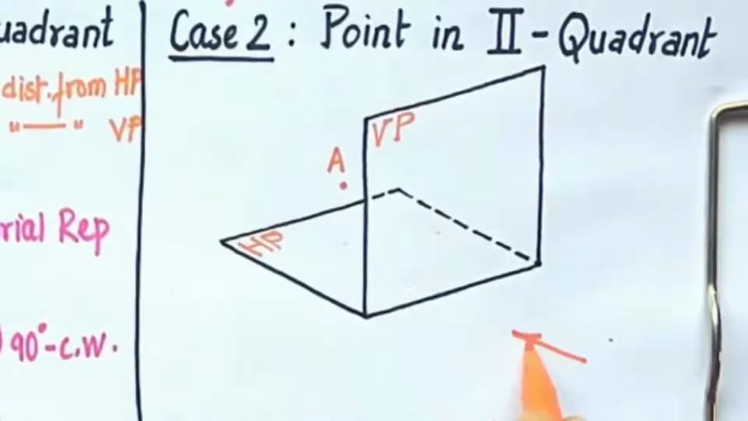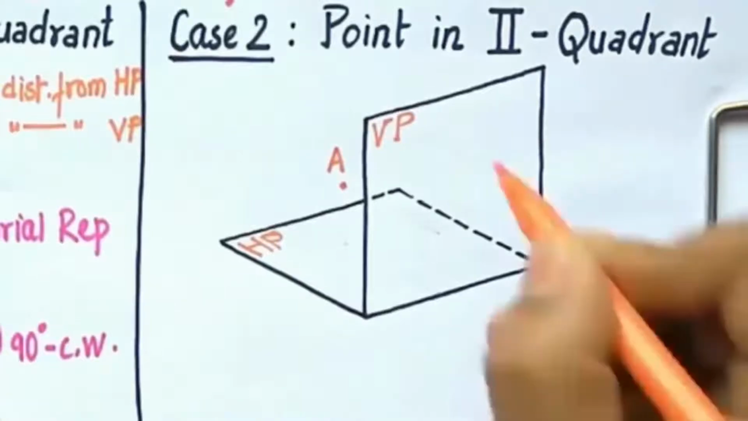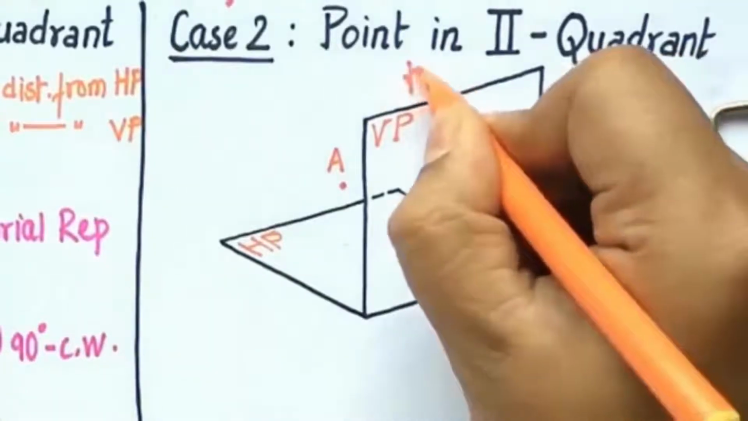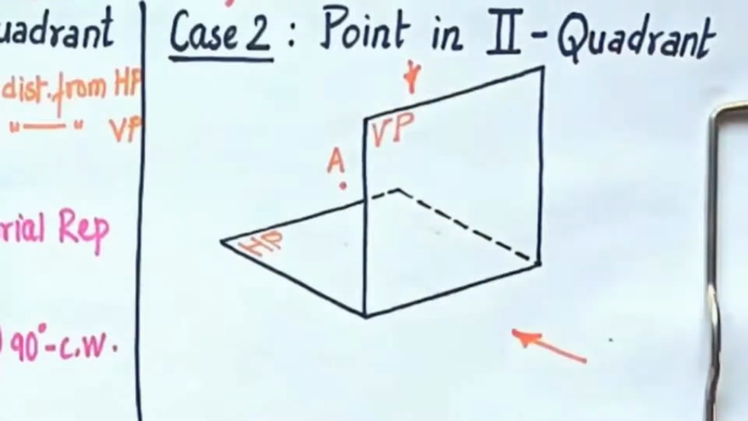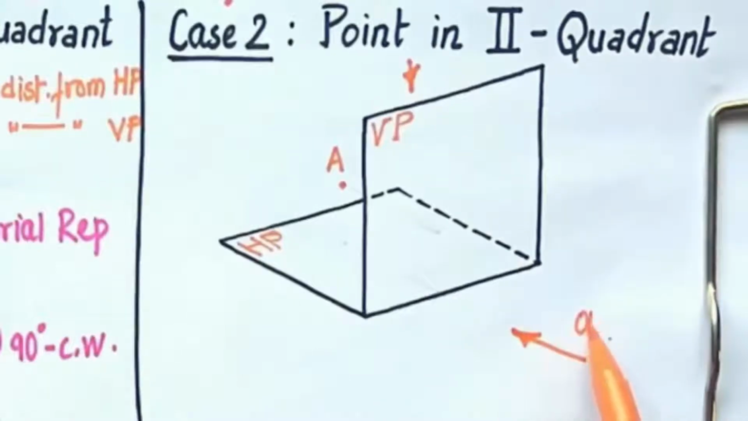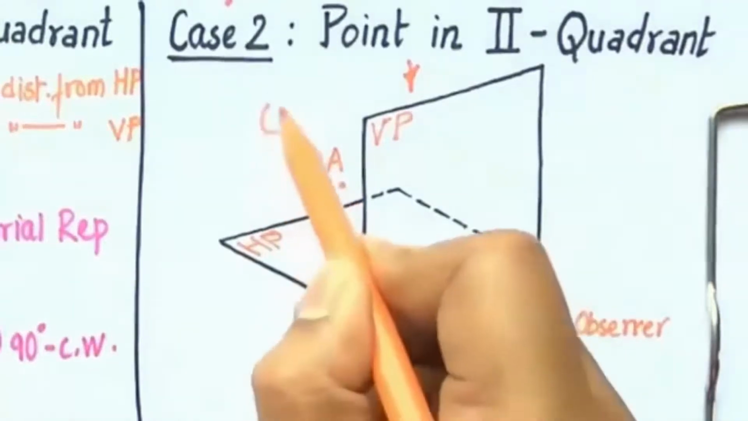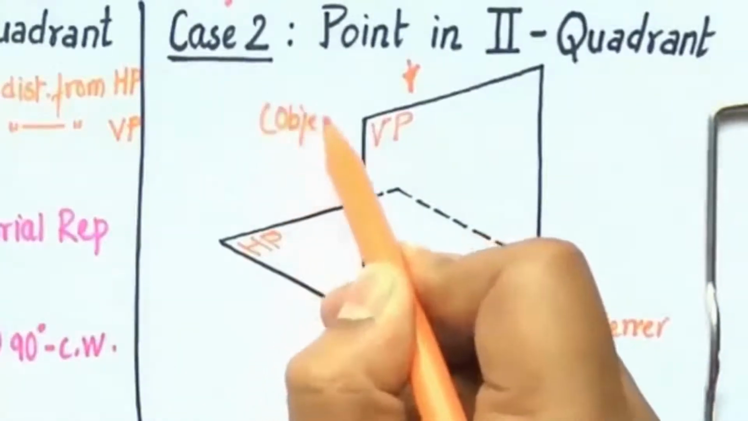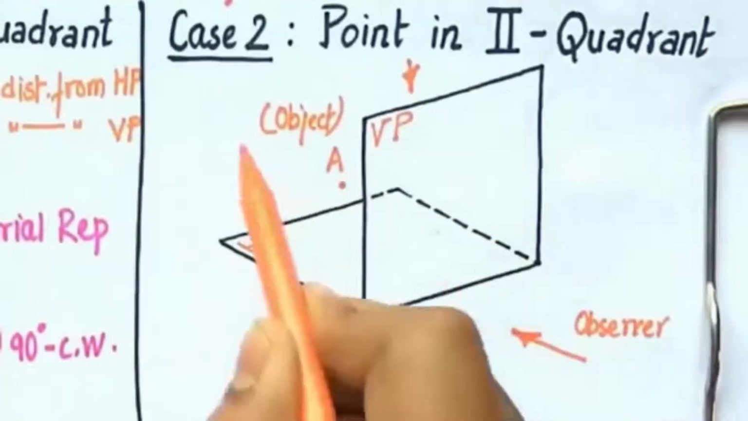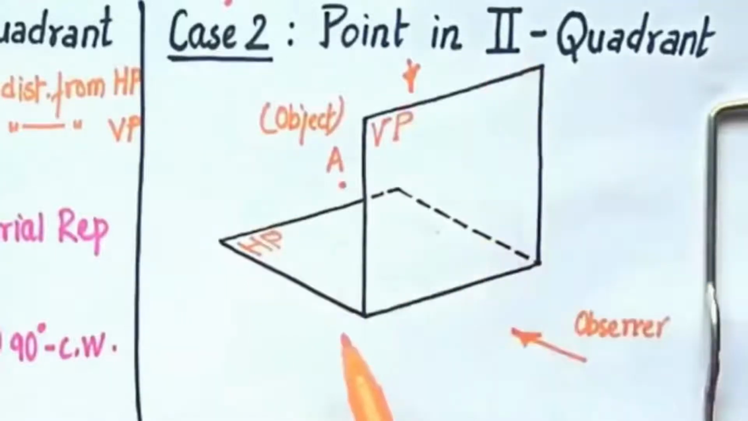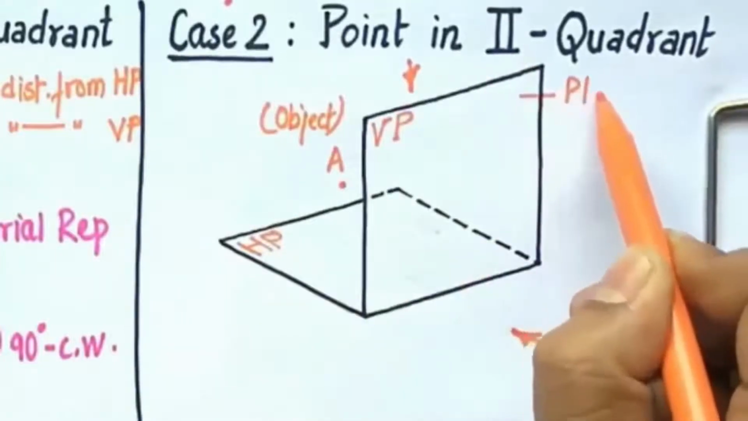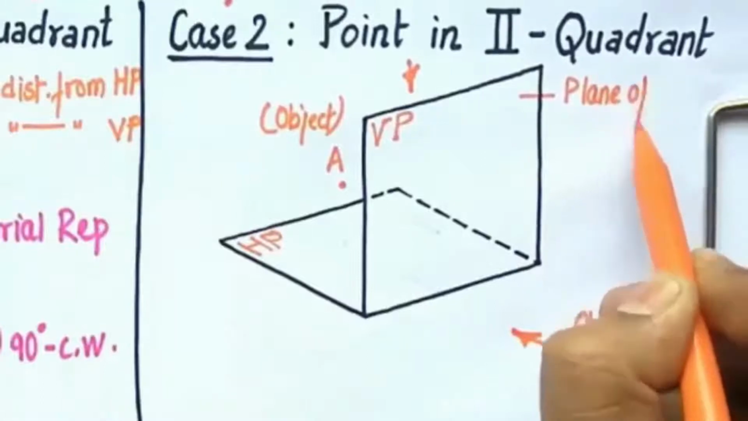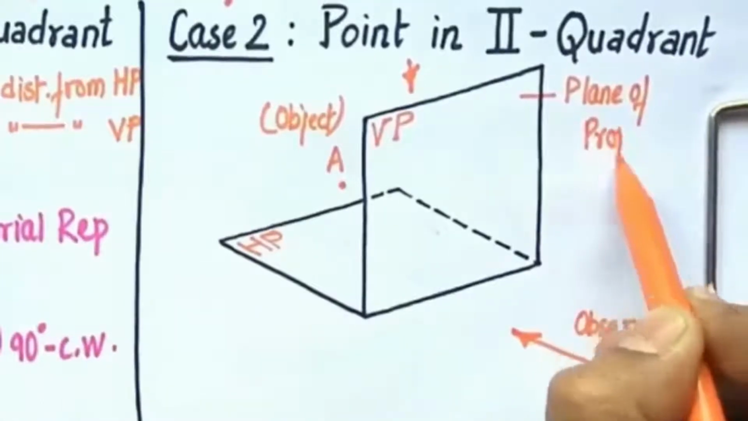Now we are going to look at this object, that is in fact a point, from the front, and the same object we are going to look at it from the top. Now guys, the problem is when you try to look at this object from the front, it appears as if between the observer, this is what you call the observer, and this is point A, that is in fact an object, between observer and object you have this plane of projection. Okay, so this is what you call plane of projection.